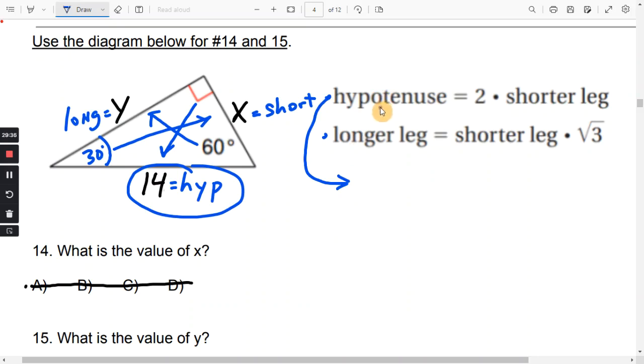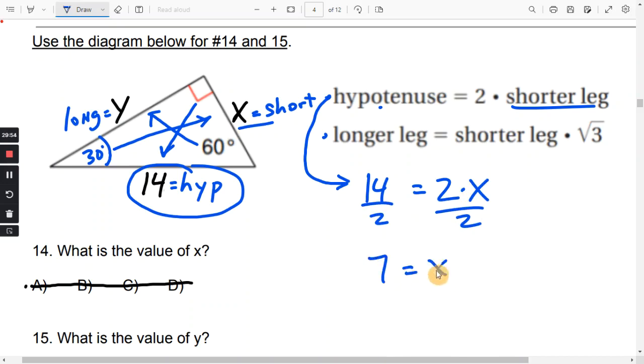So the hypotenuse is 14, and that equals 2 times the short leg. The short leg is x. The opposite of times 2 is divided by 2, and 14 divided by 2 is just 7. So x is 7.